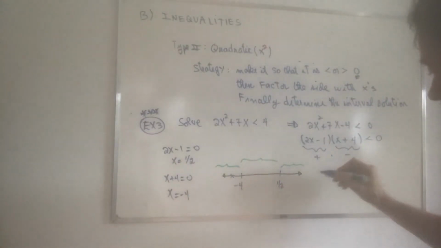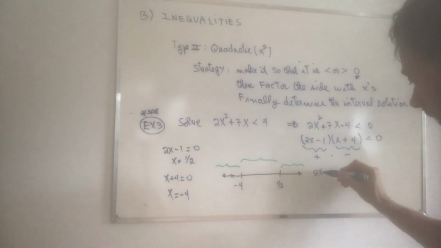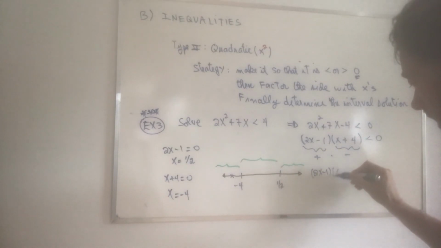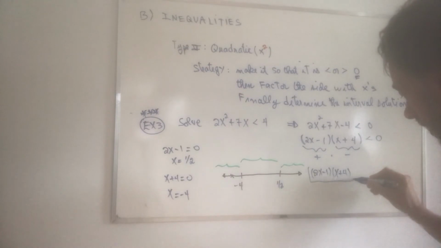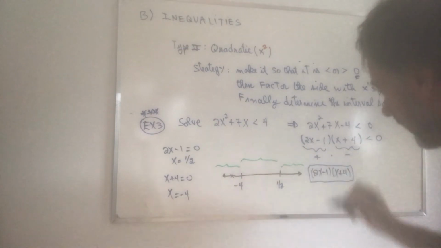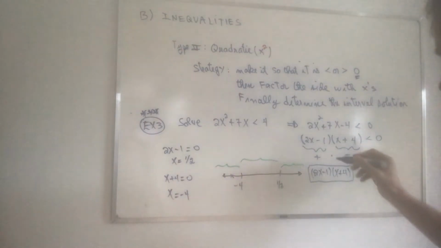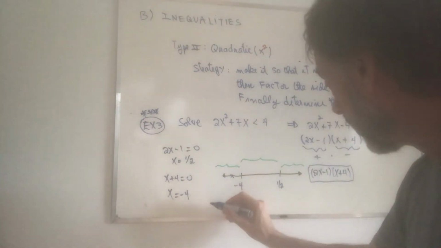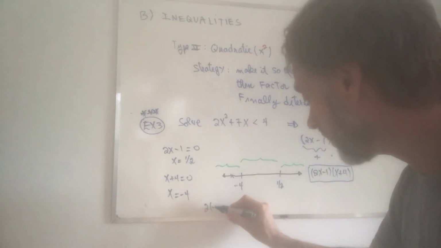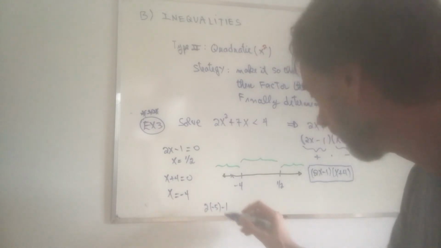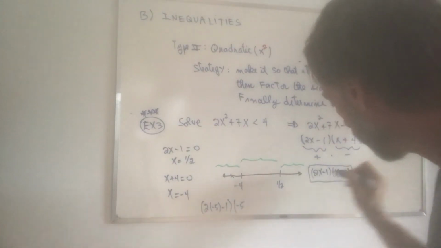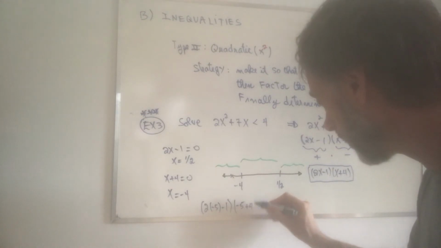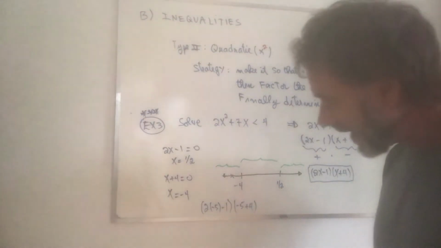So remember what we had here? We had 2x minus 1 times x plus 4. This was the factored form of our quadratic expression. Put minus 5 into there. So what do we got? We're going to get 2 times minus 5 minus 1, times minus 5 plus 4.